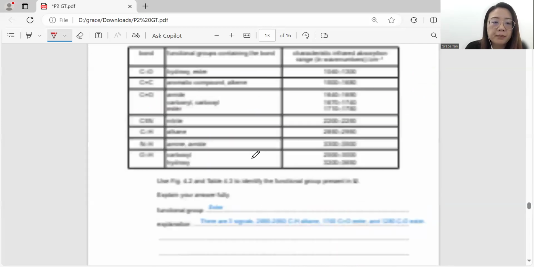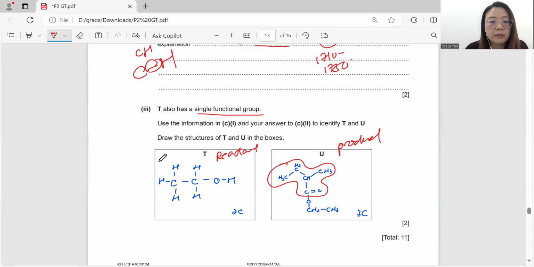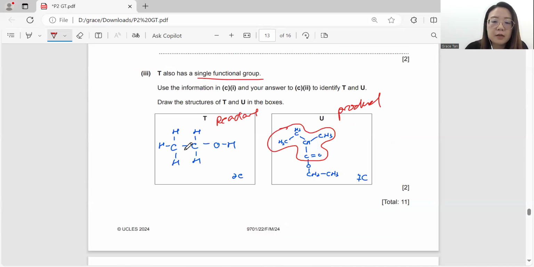So for T, T has a single functional group. Draw the structure of T and U. So this is the reactant on the left, and this is the ester product on the right that has 7 carbon. Since they already gave me S, it is here all the way until here. This is S. Therefore, you know with a carboxylic acid, you need an alcohol. So your alcohol must be 2 carbon length. So this is ethanol, and this is my ethyl ester.